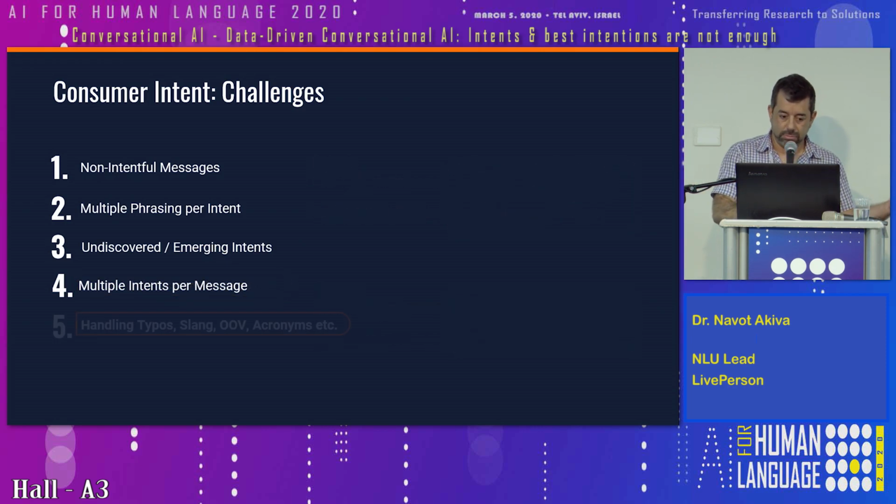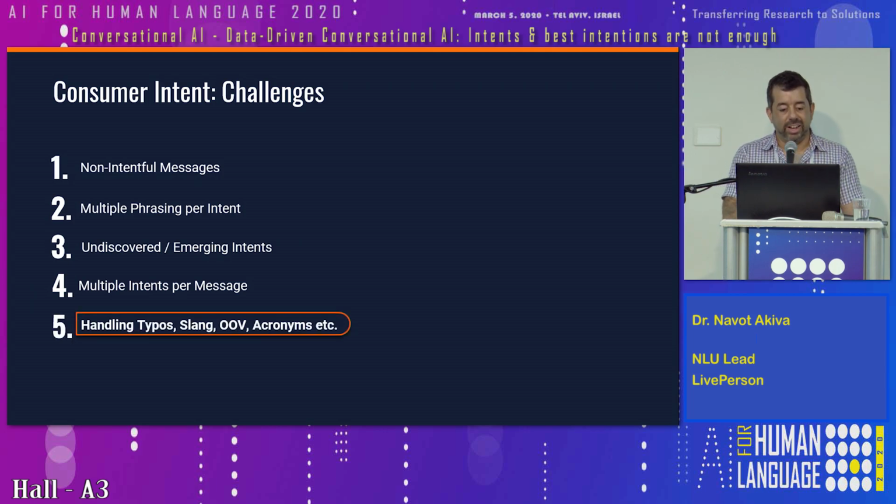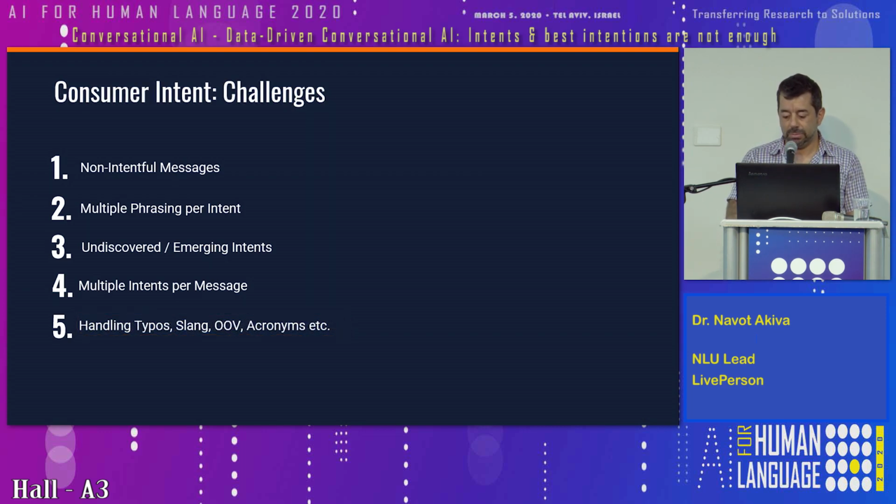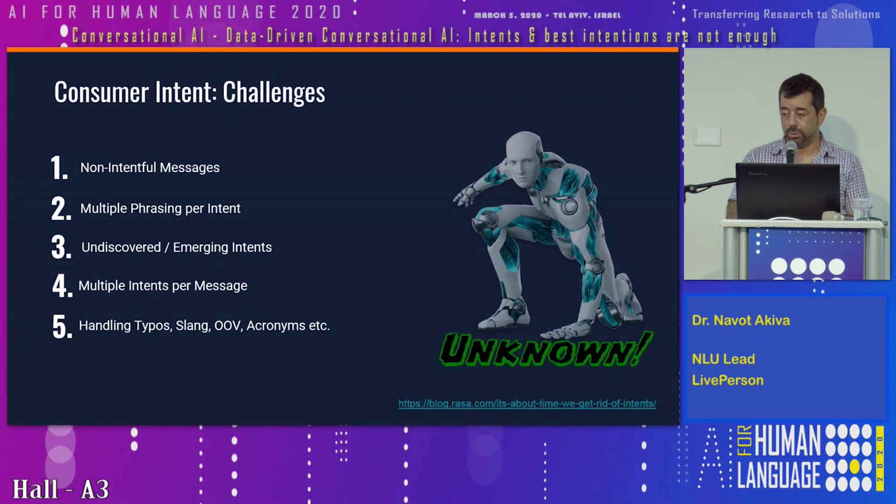And last, not least, we're human. Consumers are human. There are various ways of pronouncing, but also typos and acronyms and slang and stuff like that. You've trained your intents on specific text. If there is a typo, you might want to realize that in the real world. How can you address that? So these are some of the challenges that we're facing.